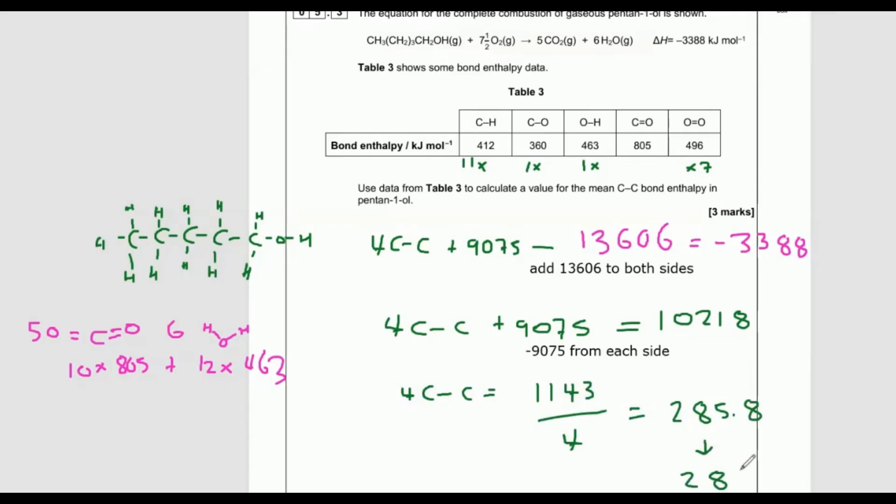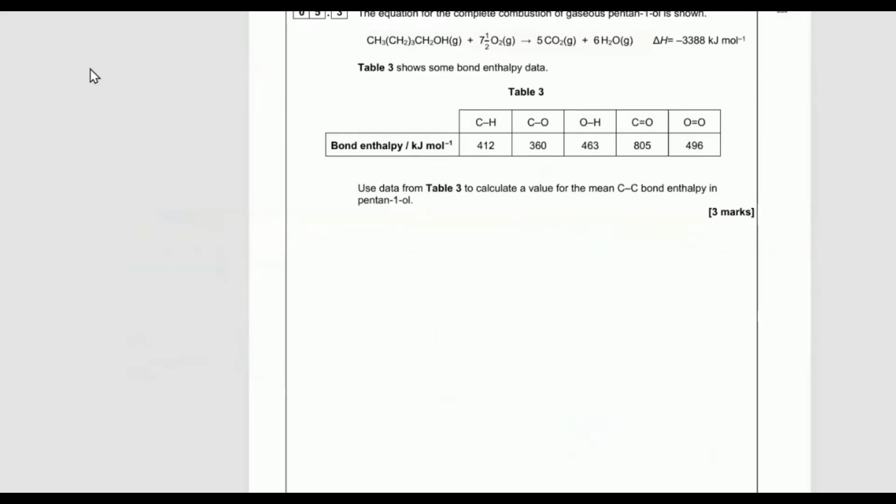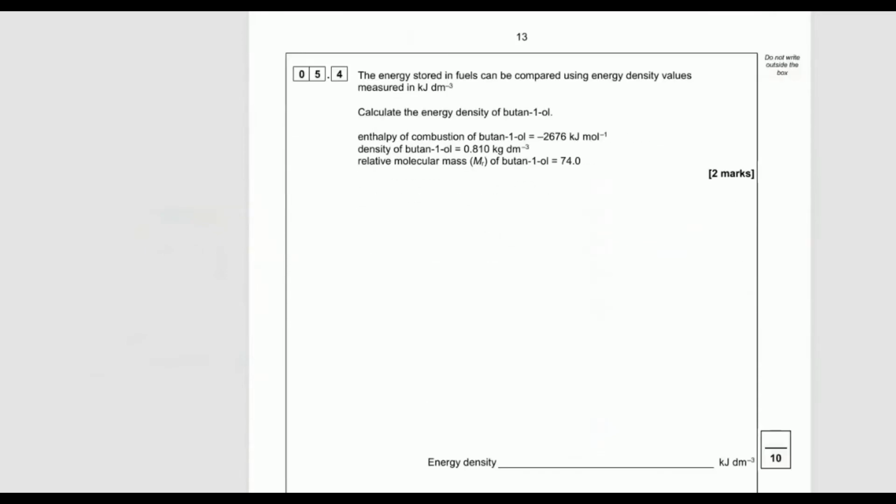and I'm going to get 285.8. You can round that to 286, but they'll give you the mark for 285.8 or 285.75, whatever it comes up in your calculator. You'll get the marks for that. And there we go. Lovely jubbly. There's quite a few points here where you could have picked up a mark in the working out. Okay, let's move on.